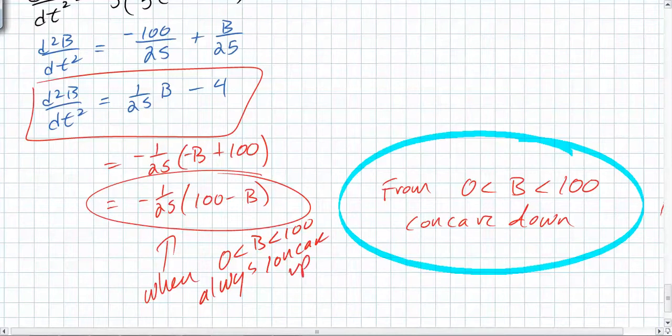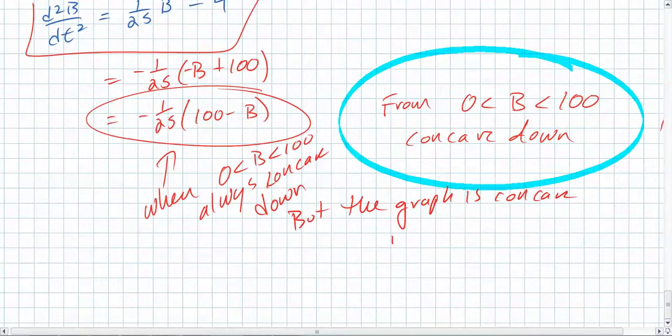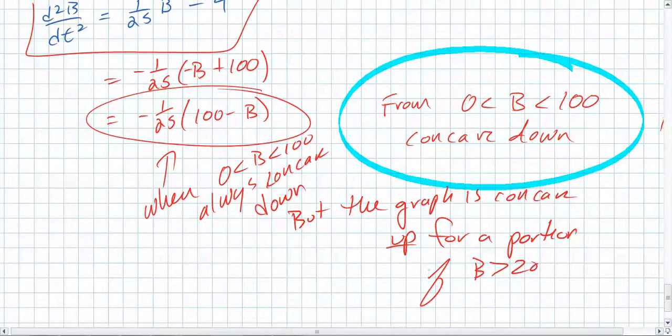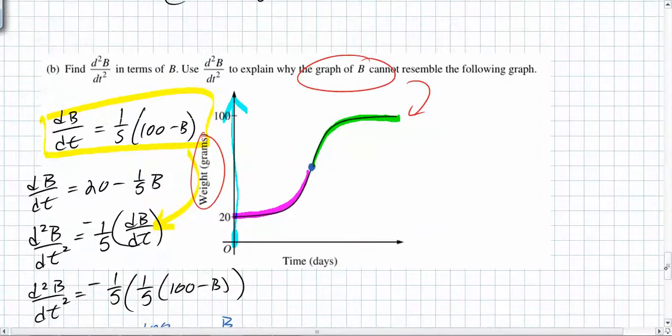Concave up. No, guys, it's going to be negative. Concave down. But the graph is concave up for a portion of b greater than 20. Do you see that, everybody? We know it should be concave down the entire time b is above 0 and less than 100, but from 20 to like 40 or 50, it's concave up. So there's where it comes.